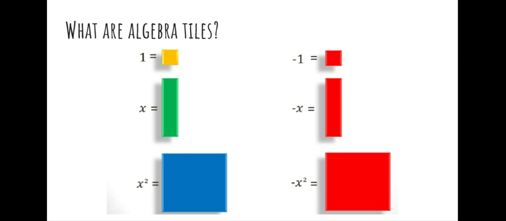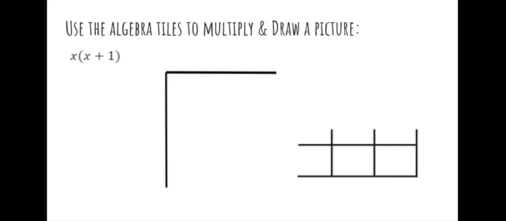So just remember that your algebra tiles look like this. You've got four different colors. Your yellow, green, and blue are all of your positives, and your red ones are always going to be negative. So let's look at this first problem.